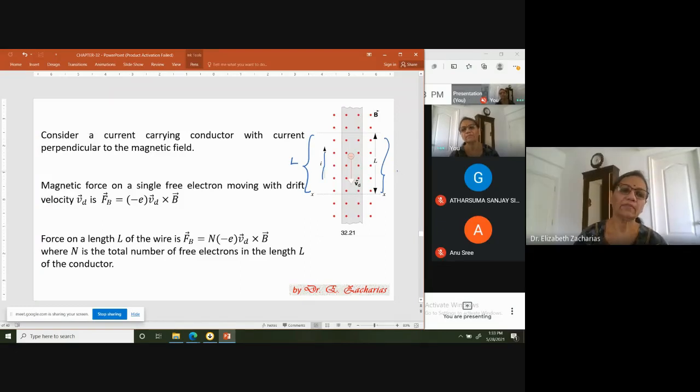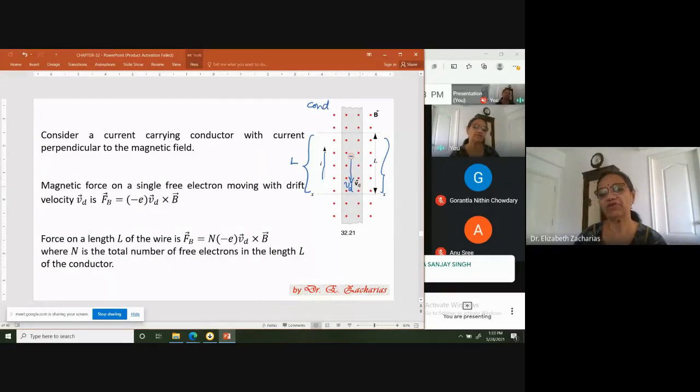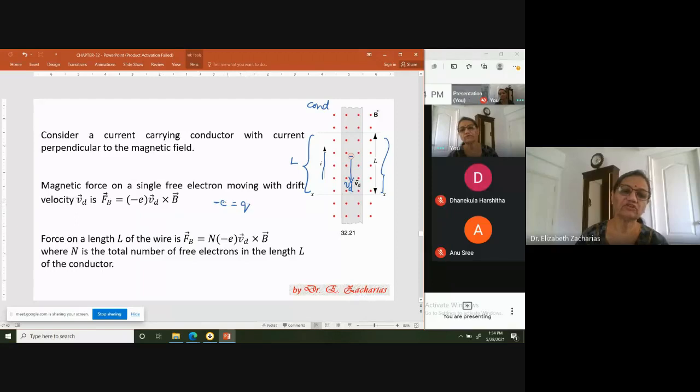Before that, we know it's a conductor, and in a conductor it is the electrons which carry current. The electrons move with an average velocity Vd opposite to the current direction. So let us look at the force on one such electron. It will be Fb equal to Q v cross B, where the charge of the electron is minus e: Fb equals minus e Vd cross B.